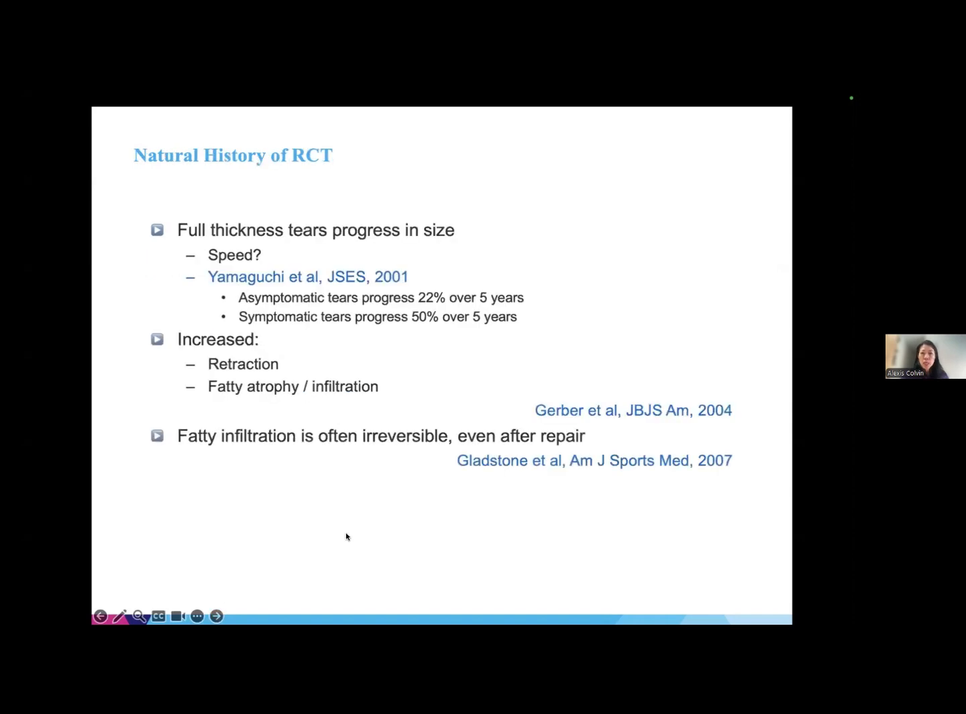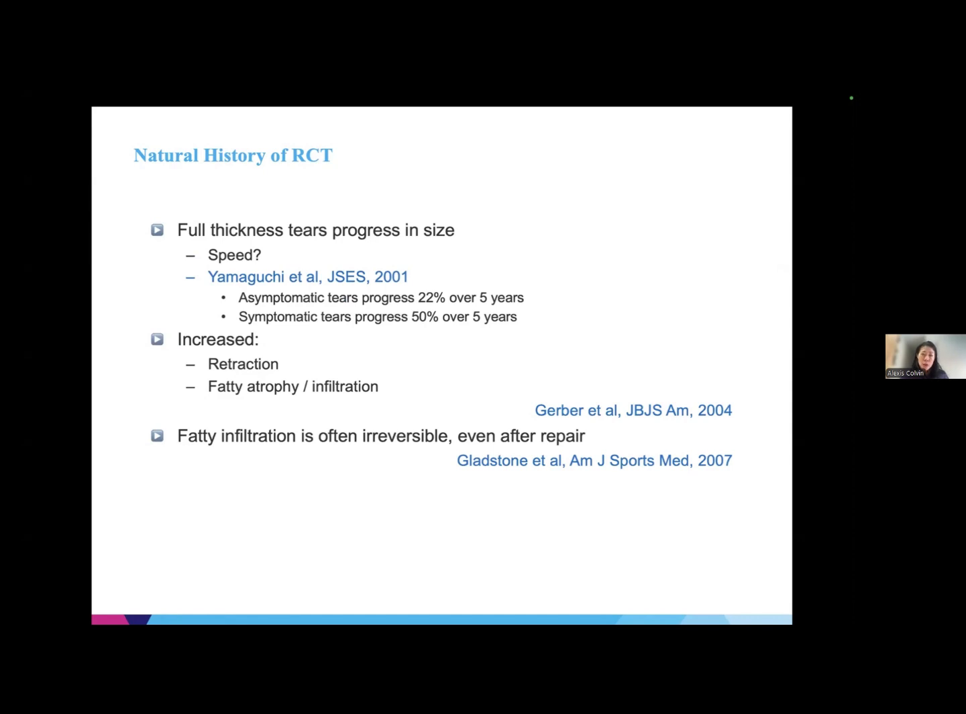So in terms of if you have a tear, the next question usually is, well, how fast is it going to get worse? Is it going to get worse? Will it heal on its own? One thing we do know is that if you have a complete rotator cuff tear, it will not heal on its own. However, it doesn't always mean you need immediately to do surgery.